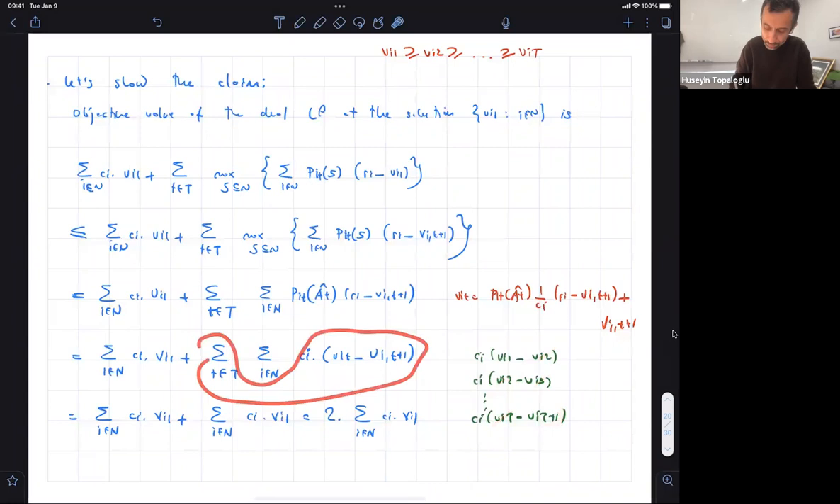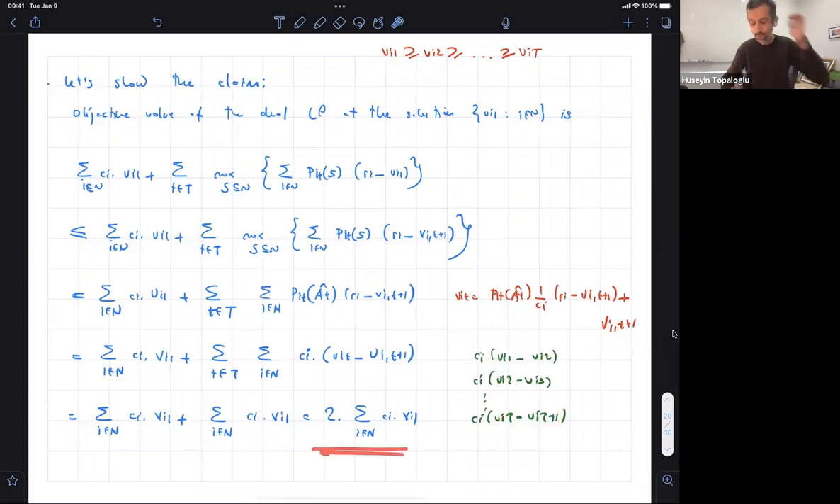All I'm going to be left with is Ci times Vi1. There is that. So I have 1 times Ci times Vi1, 1 times Ci times Vi1. That's going to give me 2 times Ci times Vi1 added over all x. So this is how we get, if I compute the objective function of the dual LP at the initial bid prices, I get at most 2 times the initial evaluation of the inventories.